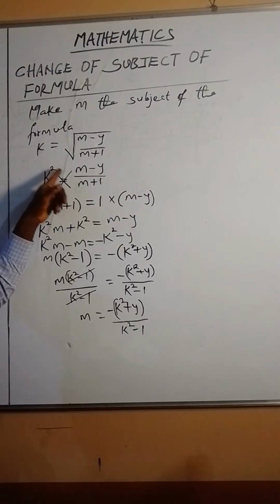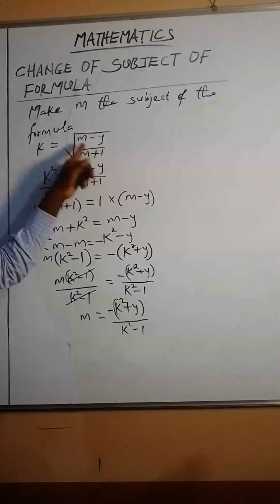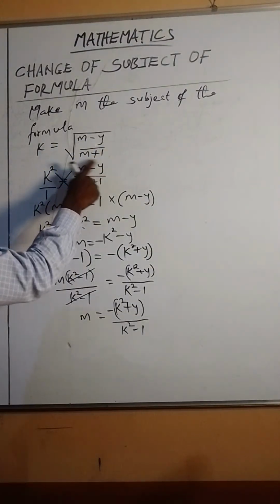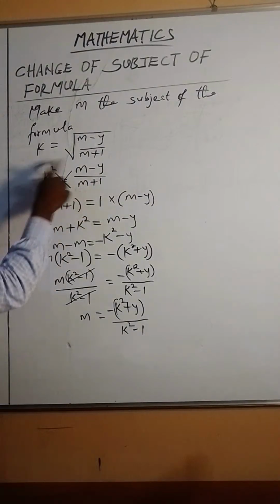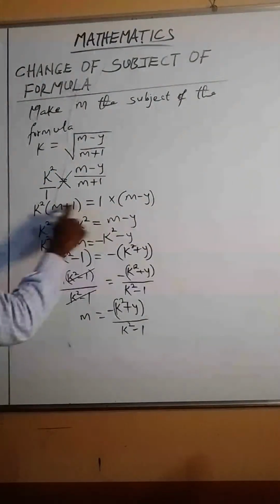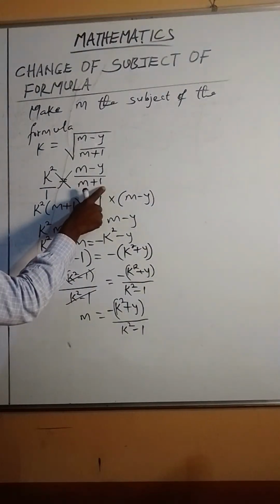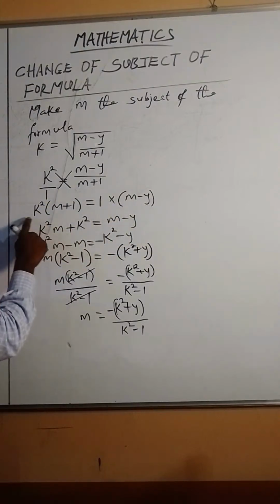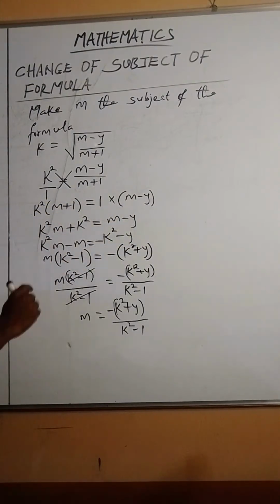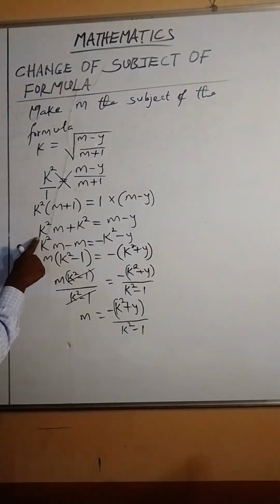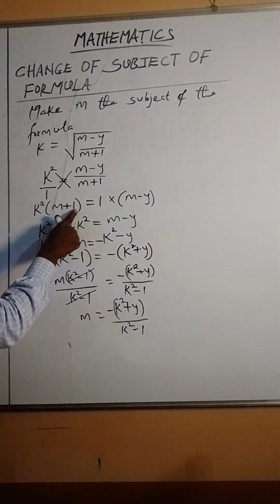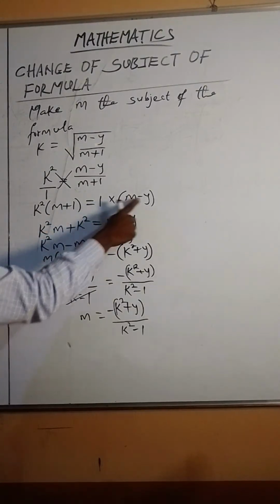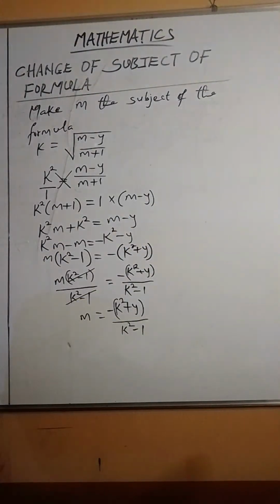So this is k squared equals, the square root has vanished. We are now left with m minus y over m plus 1. Then we can cross multiply. When we cross multiply, k squared multiplies m plus 1, and 1 multiplies m minus y. Then we can open the bracket. When we open the bracket, we have k squared m, then k squared times 1 is plus k squared, equals 1 times m is m, and 1 times minus y is minus y.